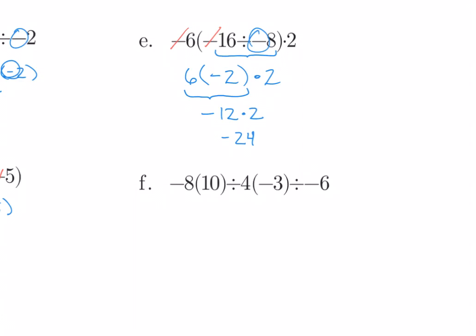All right, last example. We don't have anything here that counts as parentheses. We cannot simplify 10, we cannot simplify negative 3, so these both signify multiplication. So remember that we do want to multiply and divide from left to right. So we're going to start on the left. Negative 8 times 10 is negative 80. We'll bring down everything else. Negative 80 divided by 4 is negative 20.